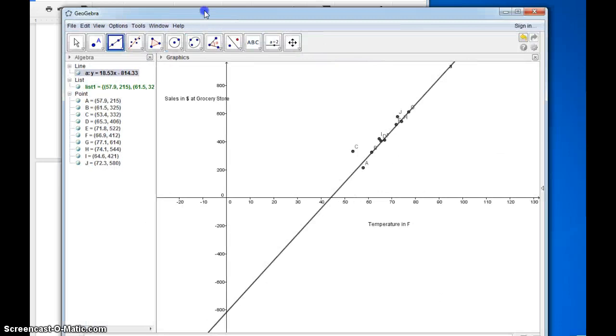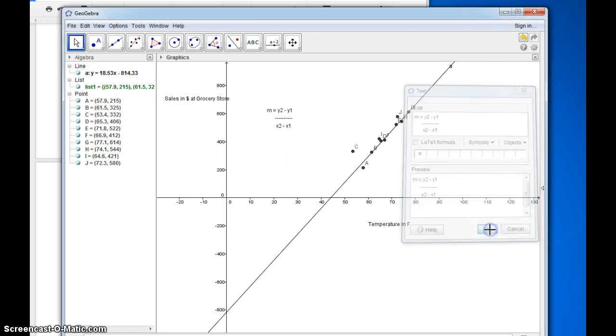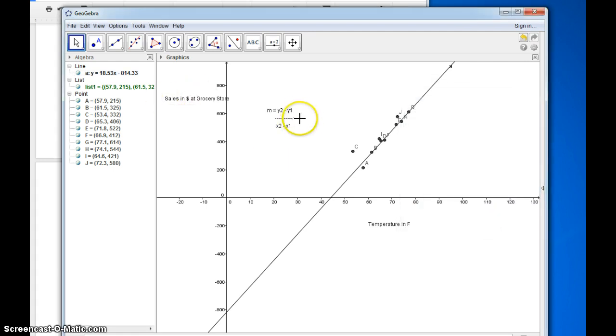That is a very good question. So there's our slope. M is equal to 18.53. Let's review the slope equation. So M, the slope, is equal to y2 minus y1, all divided by x2 minus x1. Put that on the board here. So it's a change of y divided by the change of x.